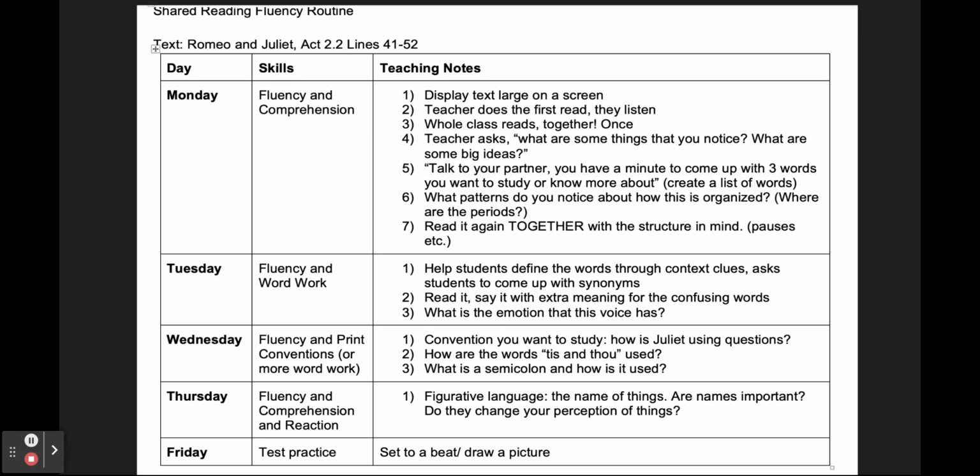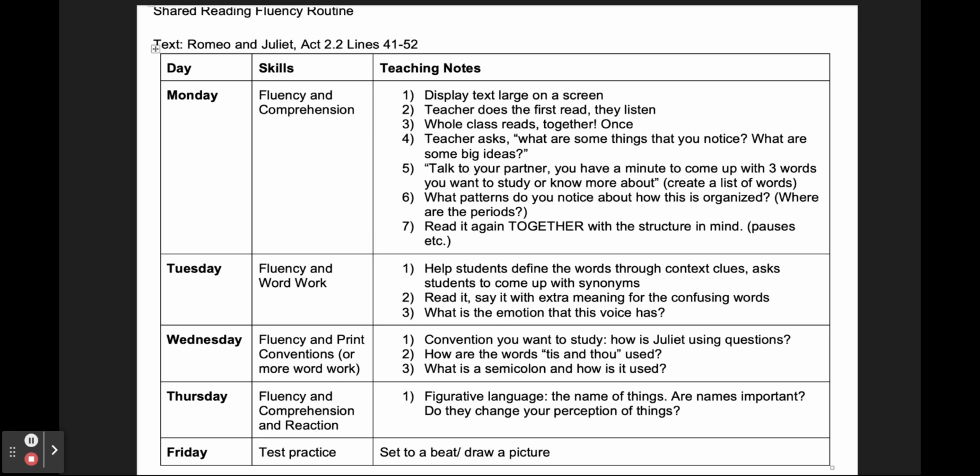Where are the periods? Seven is read it again together as a class, and make sure you're pausing at the right places where you see a full stop or a period in America, or a comma or a semicolon. Those are where the pauses happen. So that's Monday's strategy. I'll go into this in more depth in a second.